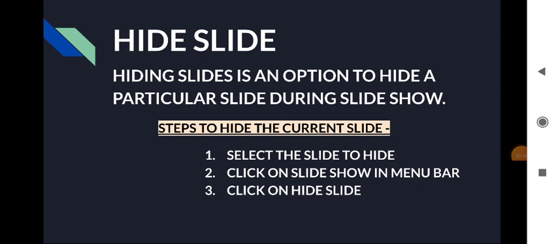Next we have hide slide. So why do we need hide slide? In case you don't want to share one slide with the audience, then we have the option of hiding the slide. Hiding slides is an option to hide a particular slide during slideshow. And the steps to hide the current slide are, just click on the slide to hide and then click on the slideshow in the menu bar and then select hide slide.